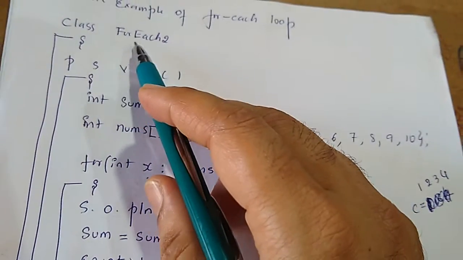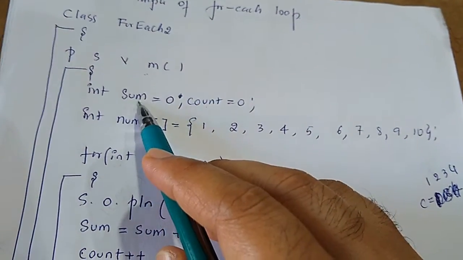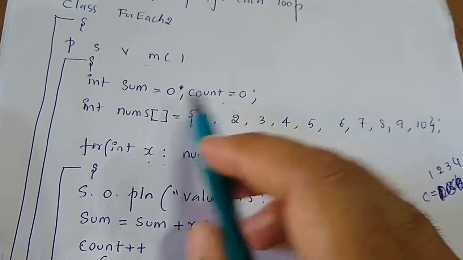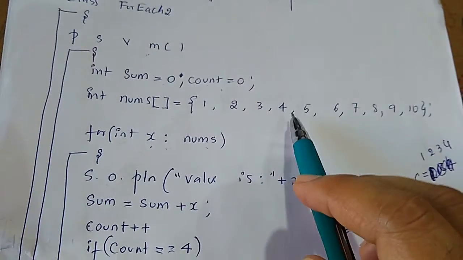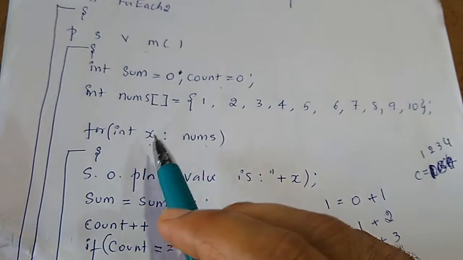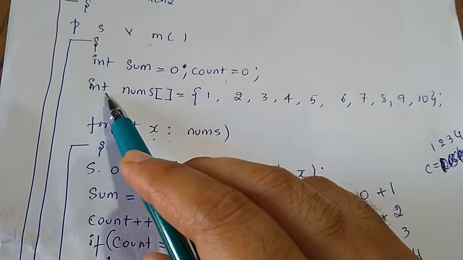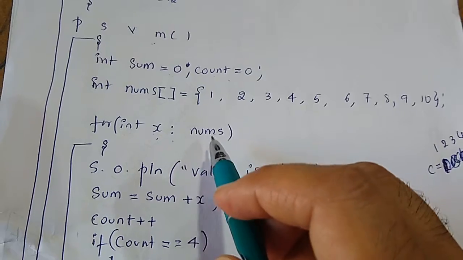For that I've taken one class with the name ForEach2, in which there's a public static void main. Two variables, sum and count, both initialized to 0. And I have taken a single dimension array with 10 values, from 1 to 10. Then there is a for each loop. Syntax of that one: first you have to specify the data type, which should be the same as the collection, and next I have to give some variable name and a colon followed by the collection name.